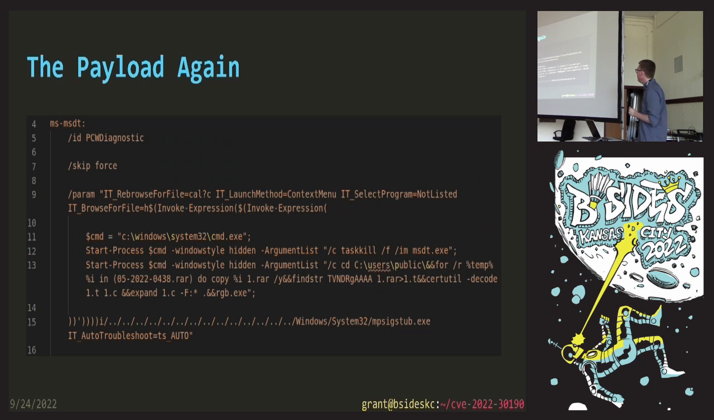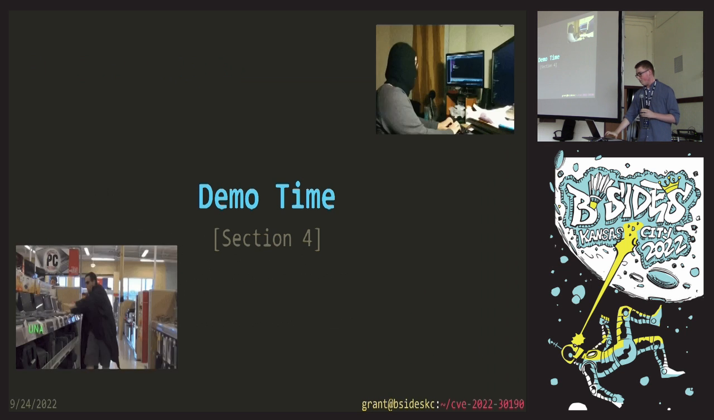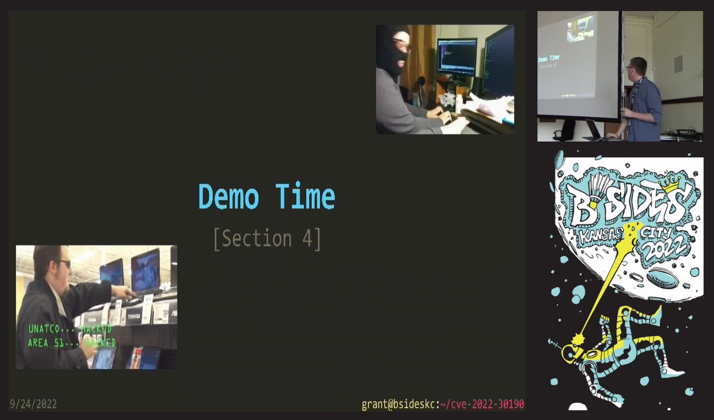So you can see that here, again, there's the msdt.exe being launched. We see our ID, skip, and then the parameter, which contains specific sub-parameters, as you might call them, which then contain our PowerShell. And obviously, this should not be able to be launched from within the Word doc, and then lead to Invoke-Expression and our PowerShell.